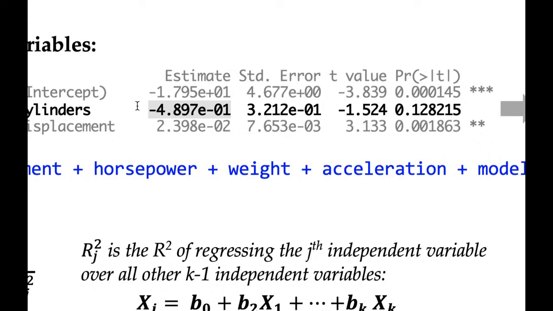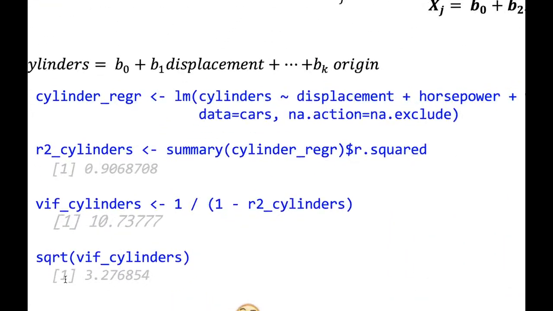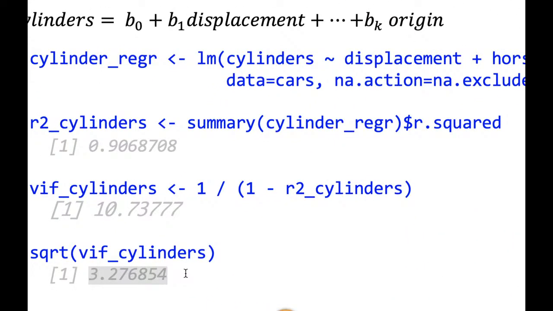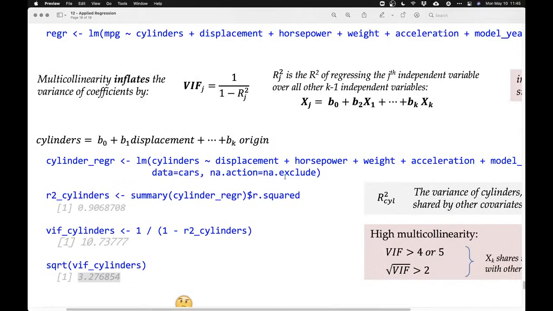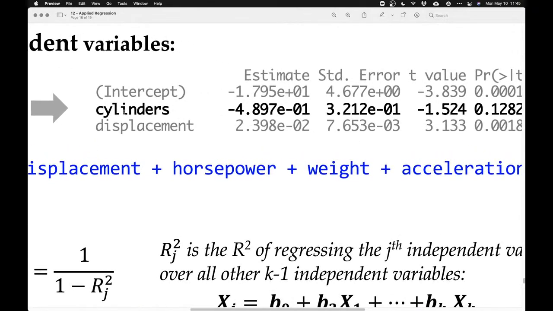And the standard error, if we take the square root of the VIF, is inflated by about 3 times. So what the VIF tells us is, given a variable like cylinders, how much the variance of this estimate is inflated. Not the estimate itself, but the dispersion of this estimate. How much is that inflated due to multicollinearity? And we're seeing here a VIF value of 10, which is extremely high.